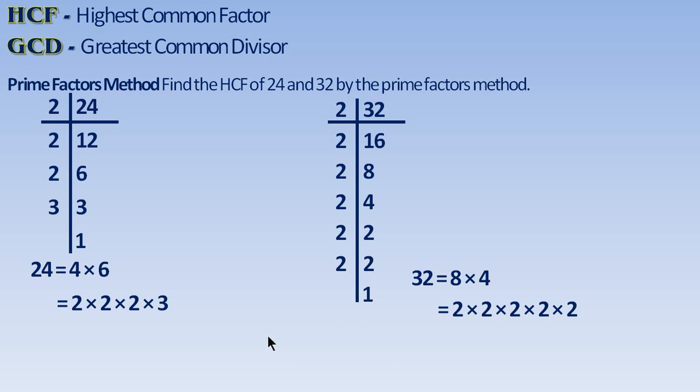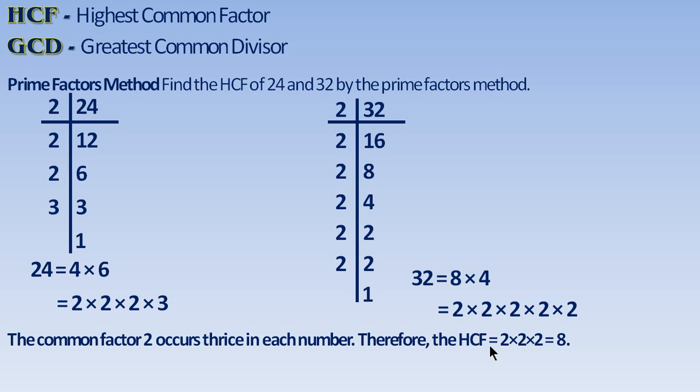I repeat, 24 has prime factors 2 multiplied by 2 multiplied by 2 multiplied by 3. Well, 32, 2 multiplied by 2 multiplied by 2 multiplied by 2 multiplied by 2. When we compare 24 and 32, we get the number 2 common 3 times. Hence, the HCF for 24 and 32 is 2 multiplied by 2 multiplied by 2, which is equal to 8.